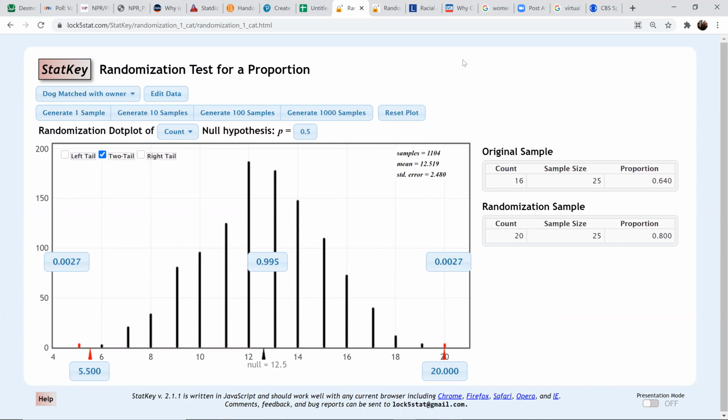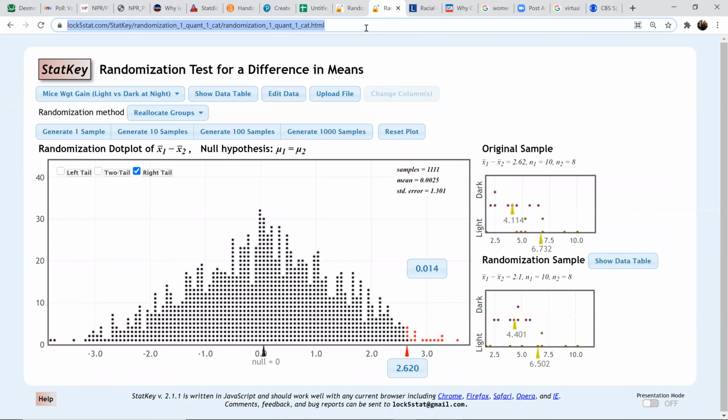Okay, let's try one more here. And let me give you another link. Same website, just kind of zooming you forward to a different spot in that website. If you want to open this up in a different link, that's fine as well.